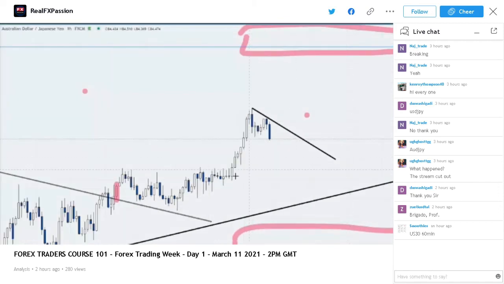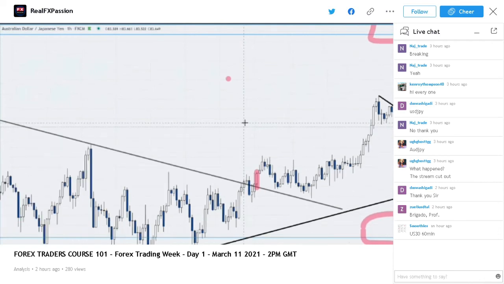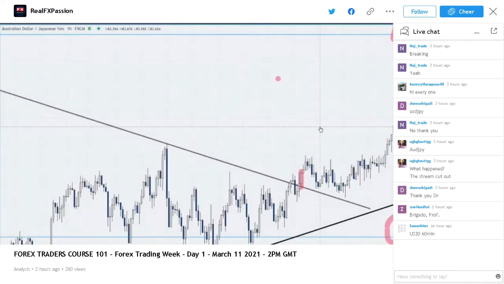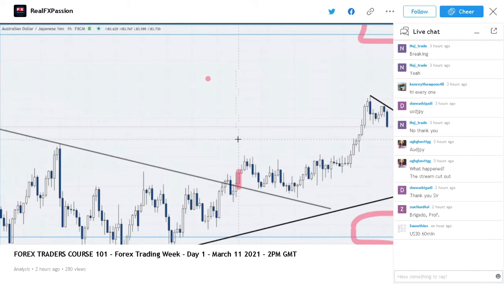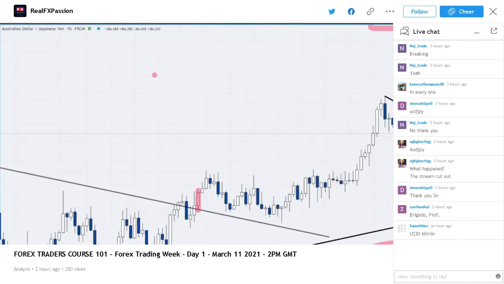What happened? What do you mean what happened? Nothing happened, it's all normal. Okay, beginner traders, this is normal fluctuation from the market.